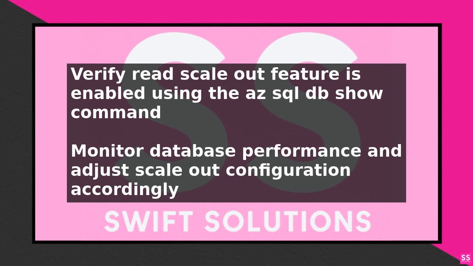In summary, scaling out an Azure SQL database using CLI command involves installing Azure CLI, logging into your Azure account, identifying the database to scale out, creating a new database with the same schema and data, configuring the read scale-out feature, and verifying the configuration. By following these steps and best practices, you can improve the performance and availability of your Azure SQL database.